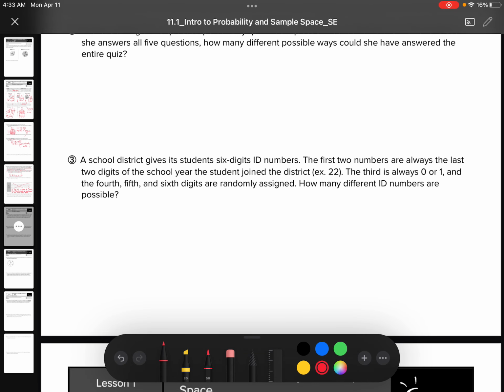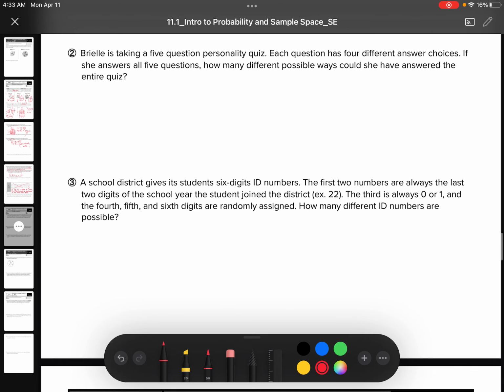Have a nice day. Actually, I'm going to do this question. These two, since they're a little bit not difficult but tricky. Brielle is taking a 5-question personality quiz. Each question has 4 different answer choices. If she answers all 5 questions, how many different possible ways could she have answered the entire quiz?